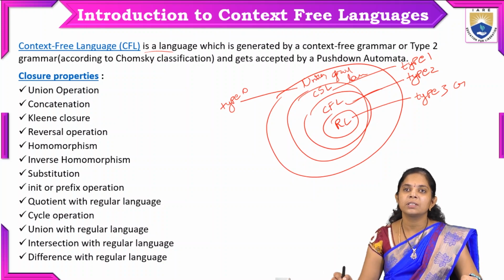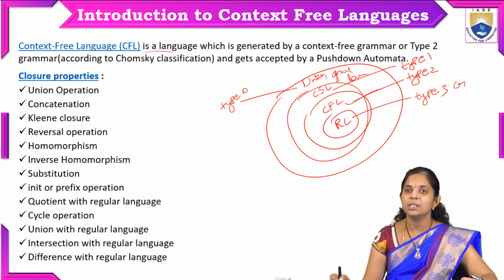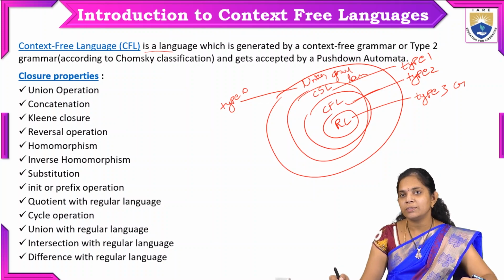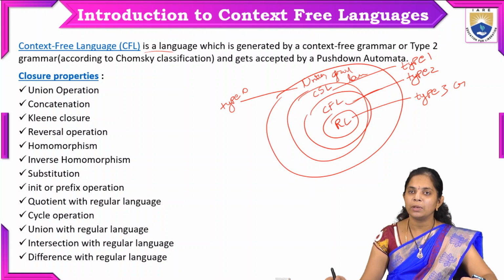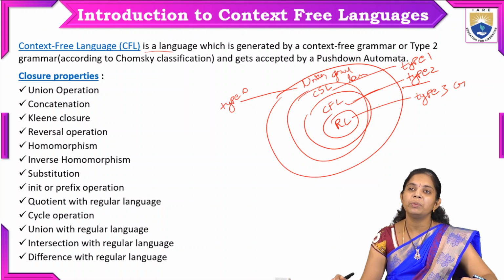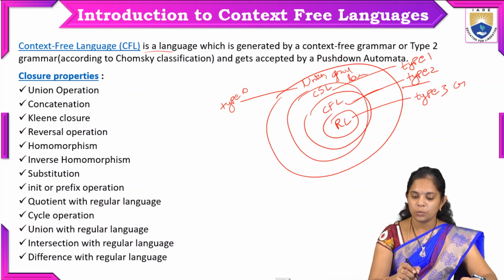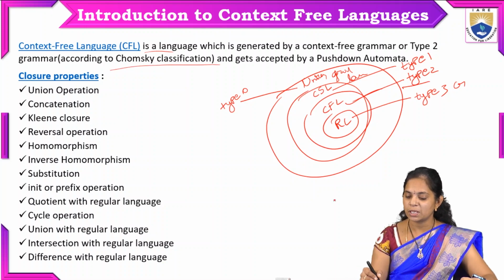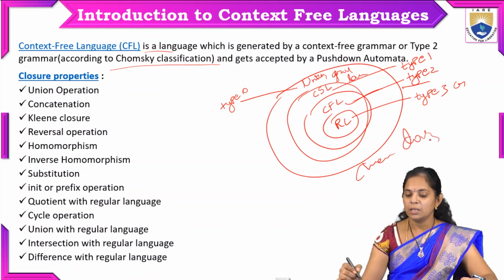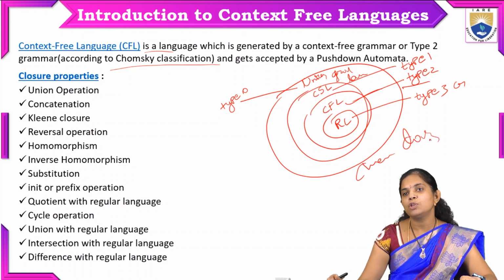In this video we are discussing the context-free language, which is generated by the grammar called type 2. The type 2 grammar generates the context-free language. This is according to the Chomsky classification, and the language gets accepted by the pushdown automata.